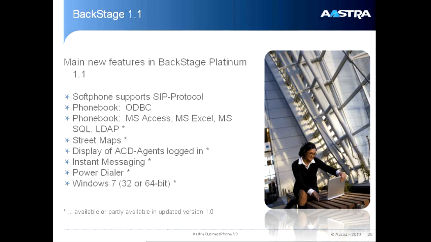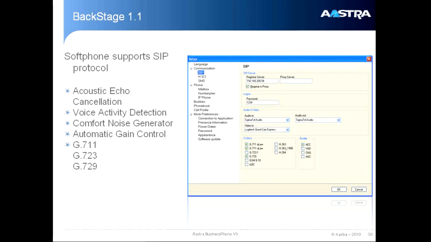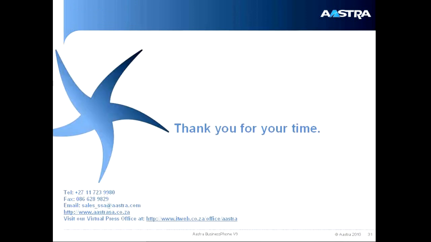At the same time, Backstage Platinum offers many functions which improve communication and coordination processing between colleagues, customers, and partners. For example, contact information can be installed in the communication profiles with a single mouse click. Presence information is equally easy to check. Backstage now supports the SIP protocol with continued support for street maps, instant messaging, and power dialing. The SIP-enabled Backstage softphone boasts acoustic echo cancellation, voice activity detection, comfort noise generator, and automatic gain control.